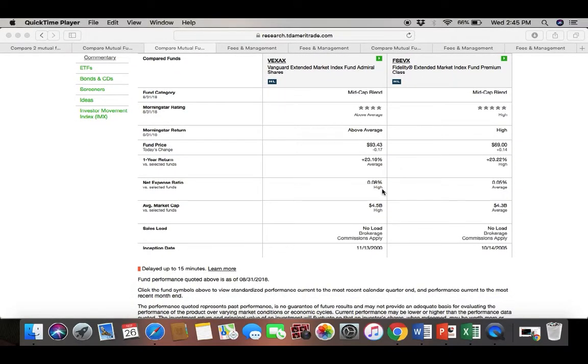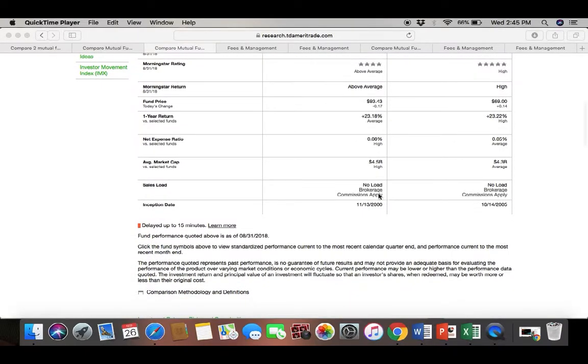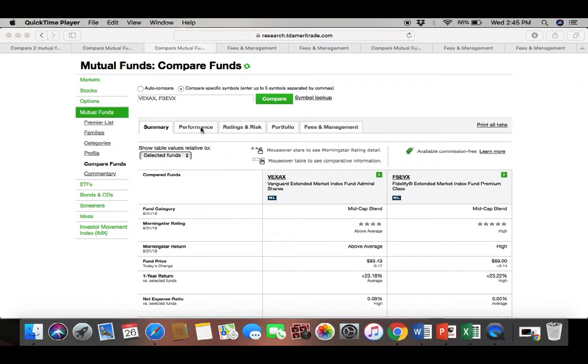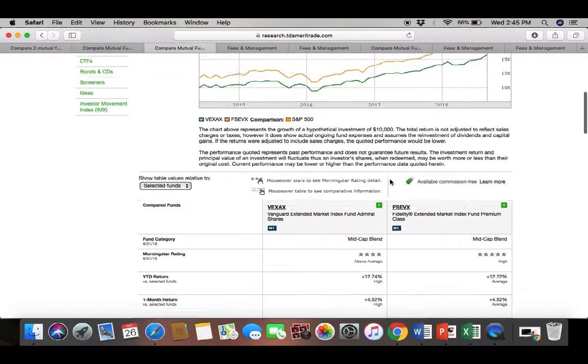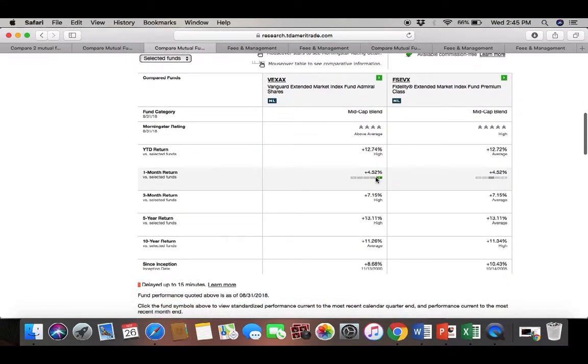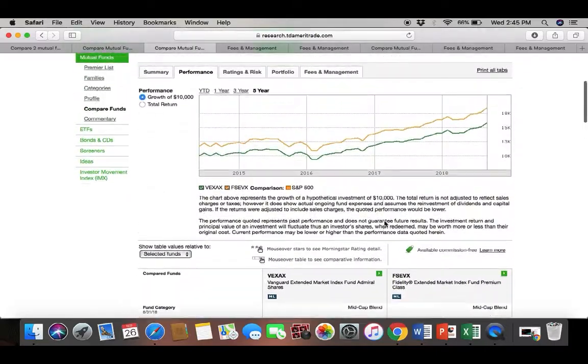We're looking at an expense ratio for the Vanguard of 0.08, while Fidelity is a little lower at 0.05. Again, neither one of these has a load when investing. Yes, you'll pay commissions and such, but no specific fee to invest. Looking at the 5-year, Fidelity is a little higher in numbers, but consistently both of them do about the same. They're both at a 5-year return of 13.11%.